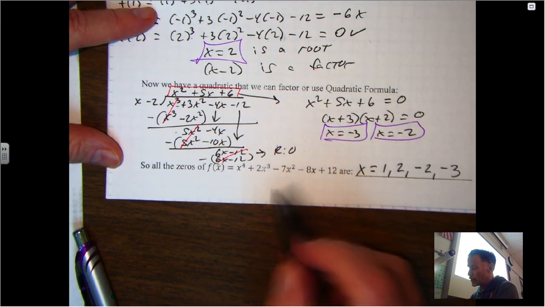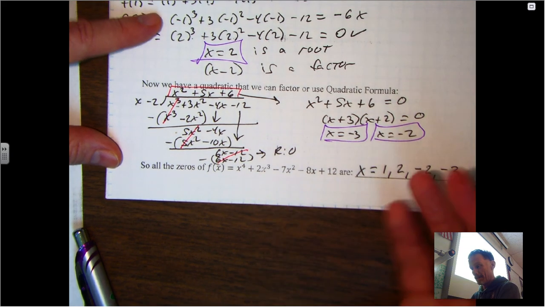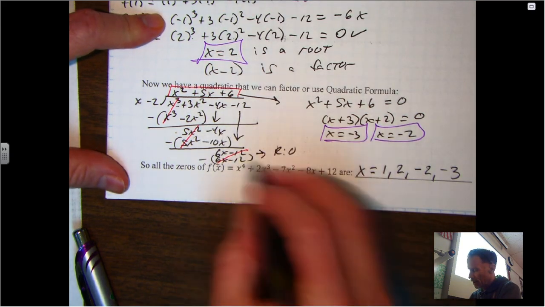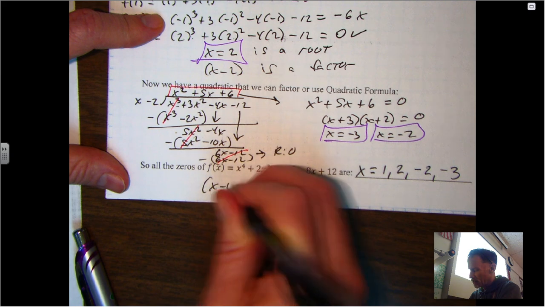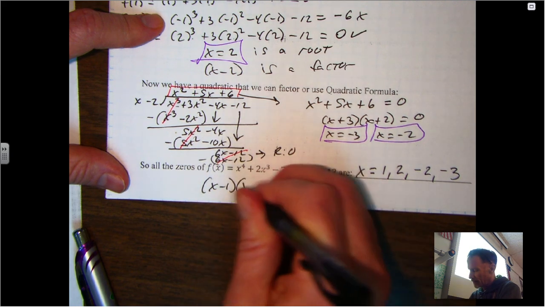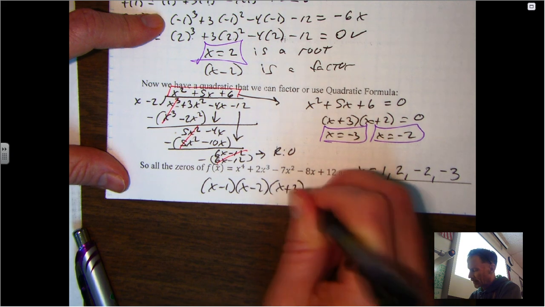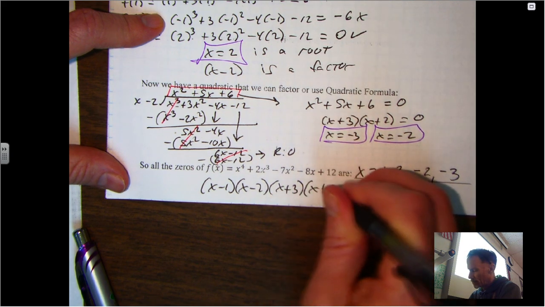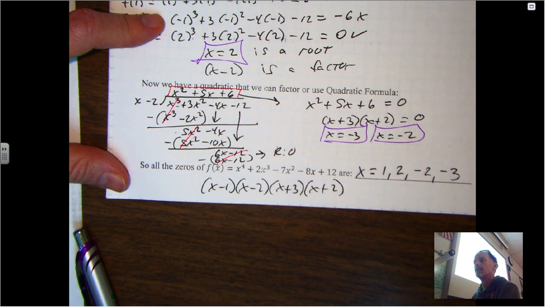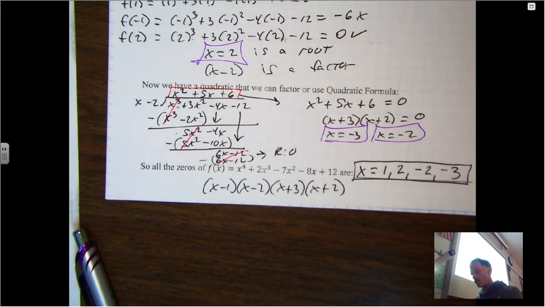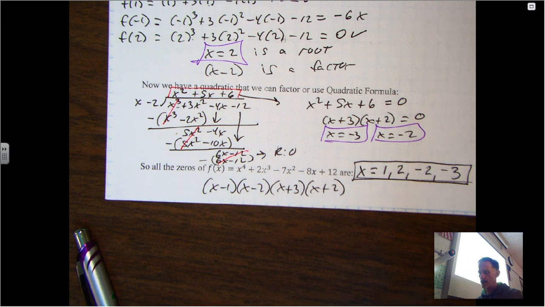By the way, you could also write this in factored form. So if you take all of those different factors, I could write that polynomial as x minus 1 times x minus 2 times x plus 3 times x plus 2. And that is okay too. But this is what we're looking for, the zeros of the polynomial. So that is the whole process of the rational root test.